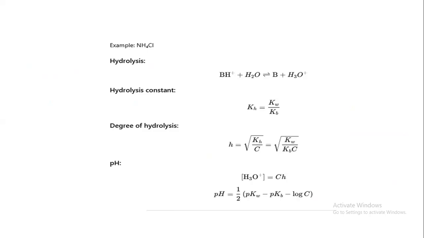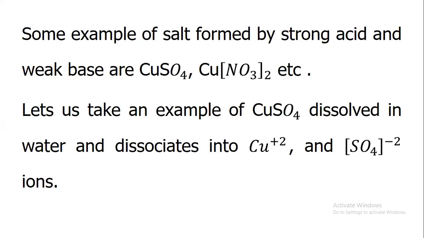Hydrolysis constant Kh is equal to Kw over Kb, and degree of hydrolysis is equal to root over Kh over C. Kh is equal to Kw over Kb, so we can write h is equal to root over Kw over Kb C.